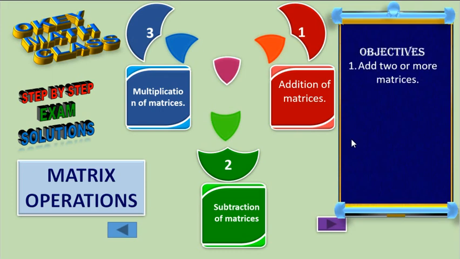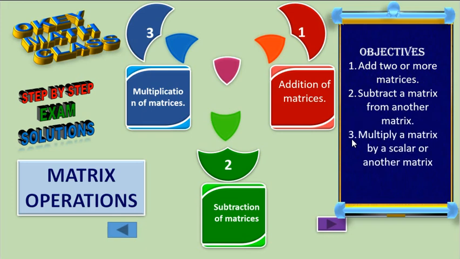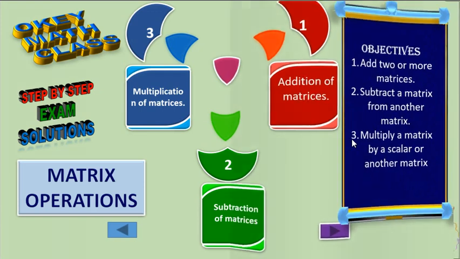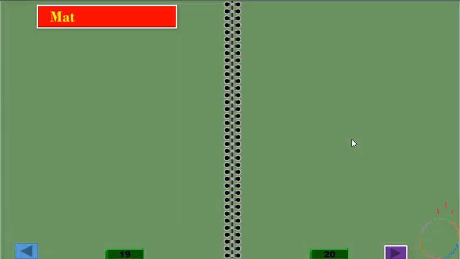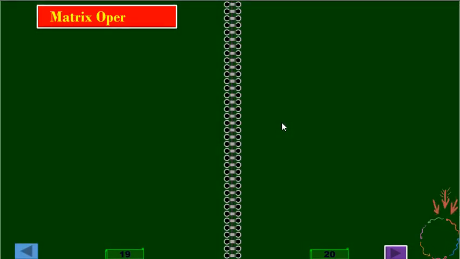The objectives of the presentation. Number 1, we should be able to add 2 or more matrices. Number 2, we should be able to subtract a matrix from another matrix. Number 3, we should be able to multiply a matrix by, number 1, a scalar, and then number 2, by another matrix. Let's go straight to the video presentation.